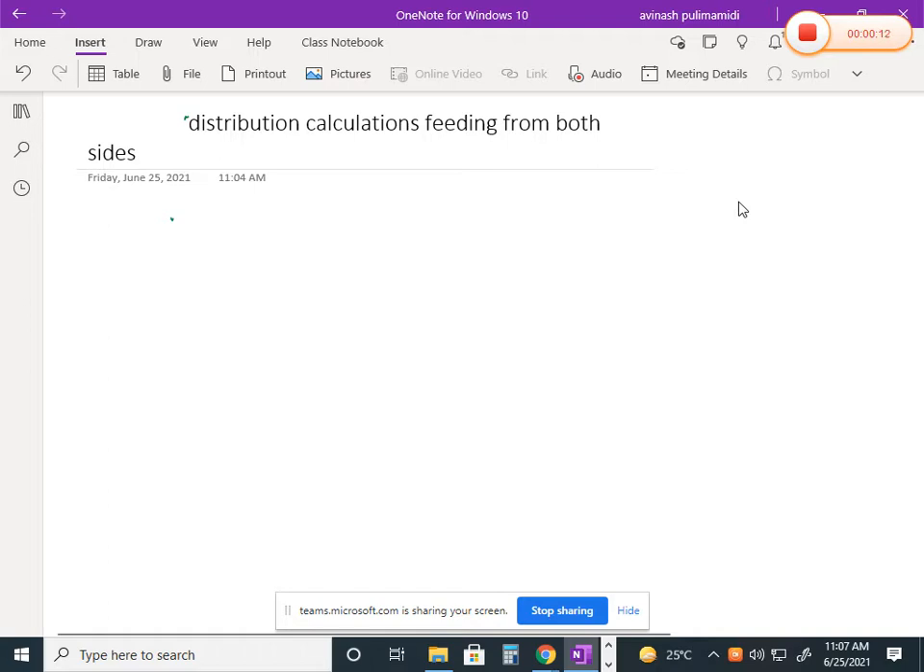Okay. So let me change this point. Feeding from one side and both sides. Okay. So we'll start with this point.